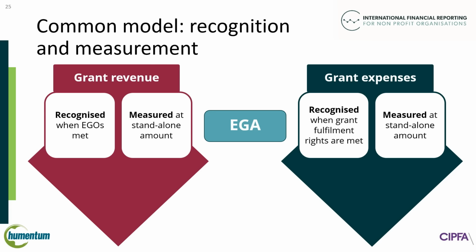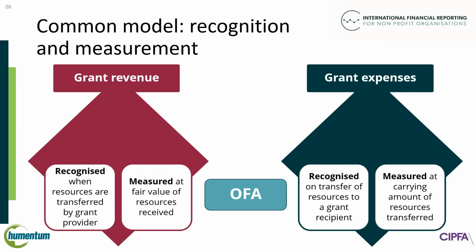A grant expense is recognized by the grant-providing NPO when a grant fulfillment right is met. The grant expense will be measured at the standalone amount due for each grant fulfillment right. Revenue from an OFA will usually be recognized at the same time as resources are transferred, measured at the fair value of the resources received. A grant expense is generally recognized when the grant-providing NPO transfers the resources to the grant recipient and no longer controls the resources in the transaction. The grant expense is measured at the carrying amount of the previously controlled resources.